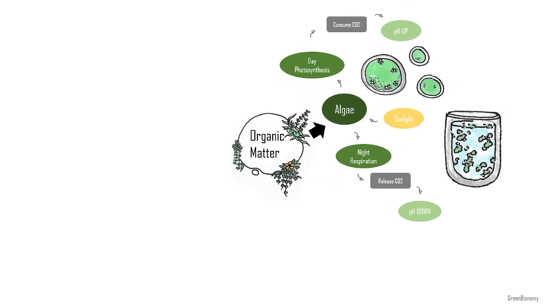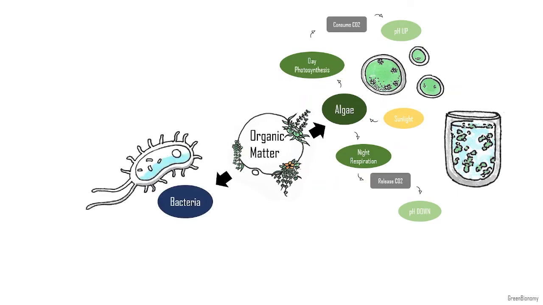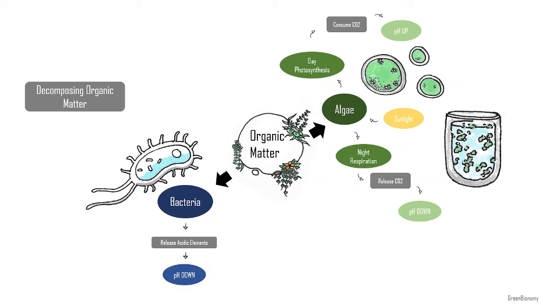The second big group of living things that affects your pH are bacteria. The job of some bacteria is to decompose organic matter. So, when you have dead stuff in your tank, bacteria will come to decompose it. And this decomposition process releases acidic elements in the water and makes the pH go down. The first kind of dead thing you can have in your tank are the plants themselves. If mismanaged, the roots in a hydroponic system can start to die. This is called root rot, when you have dead roots rotting in your tank.